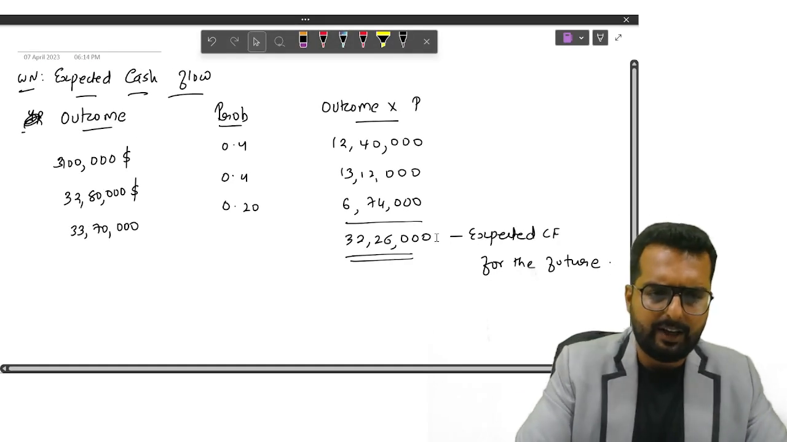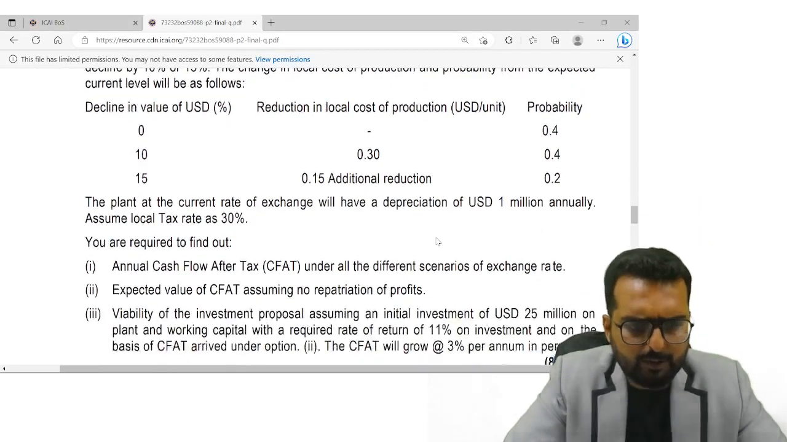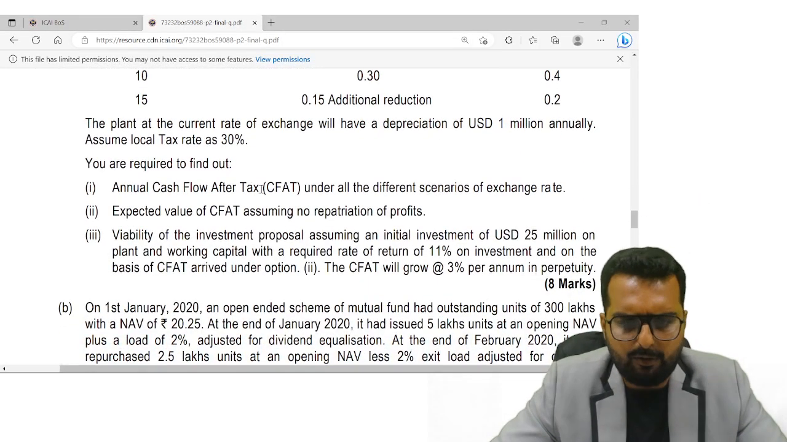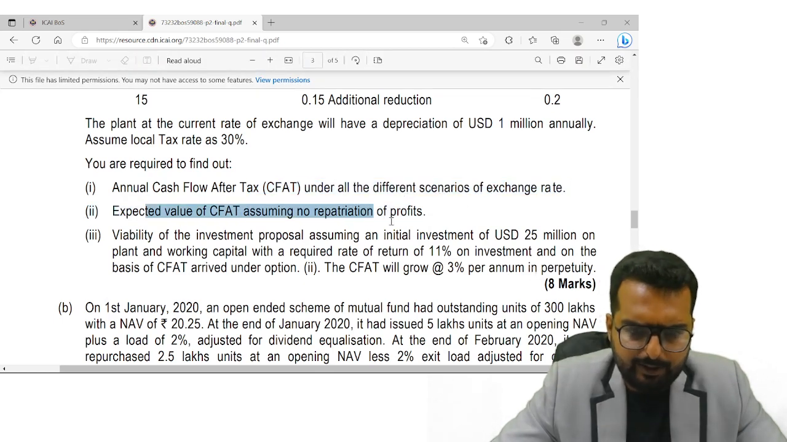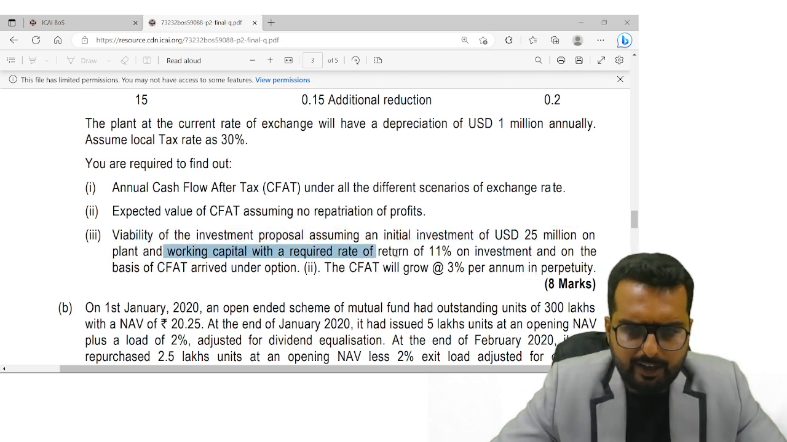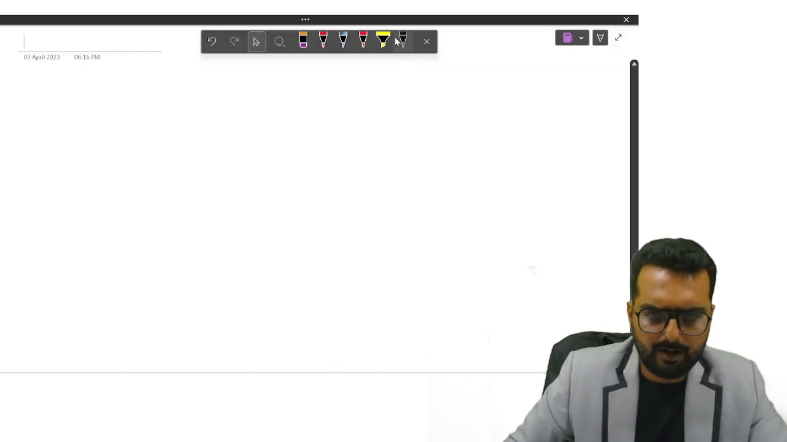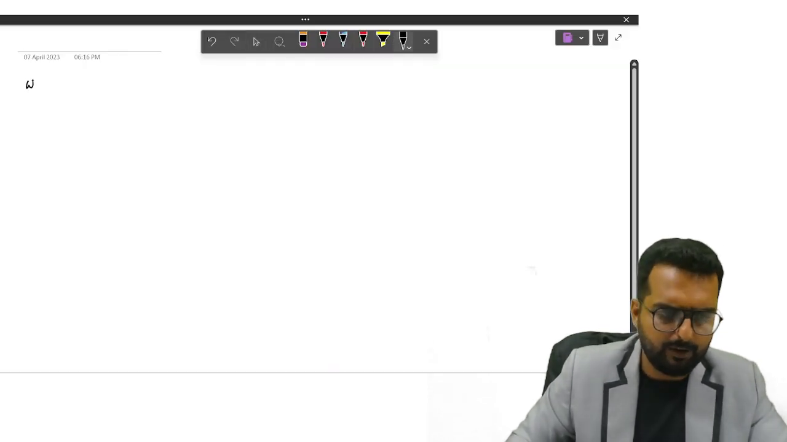Done, friends. Let's go to the next page now. So we got the expected cash flow also. Now let's read the question. Annual cash flow after tax, we have got expected value also, we have got viability if the initial investment is 25 million and they have a return of 11% and the cash flow is going to grow by 3% perpetuity. So it's a perpetuity formula now. So I'll write down the final NPV working note heading NPV.